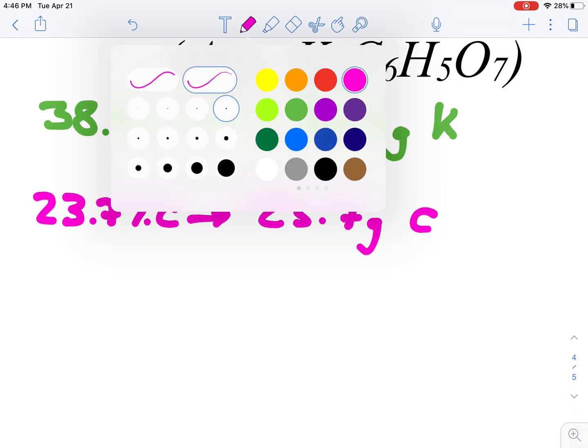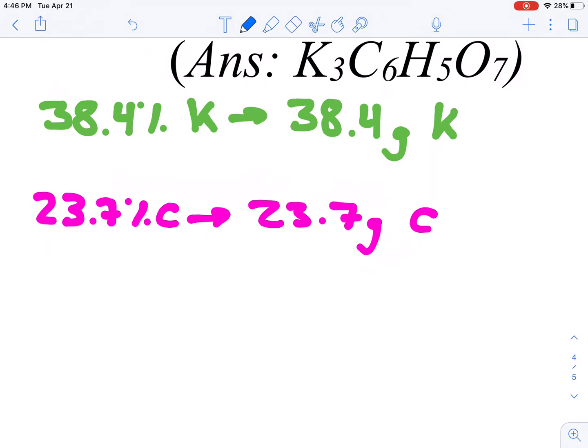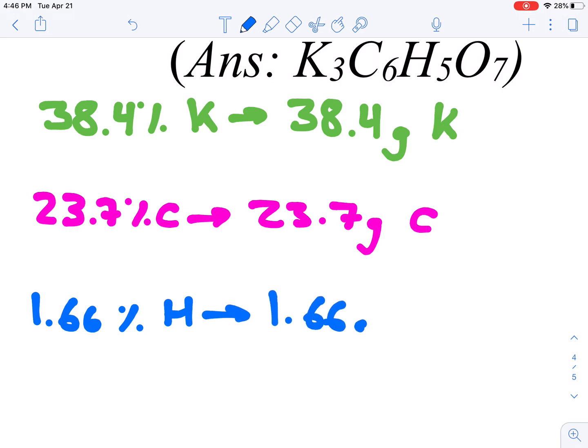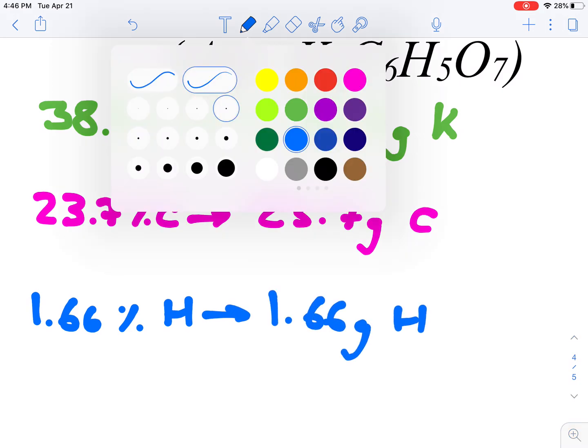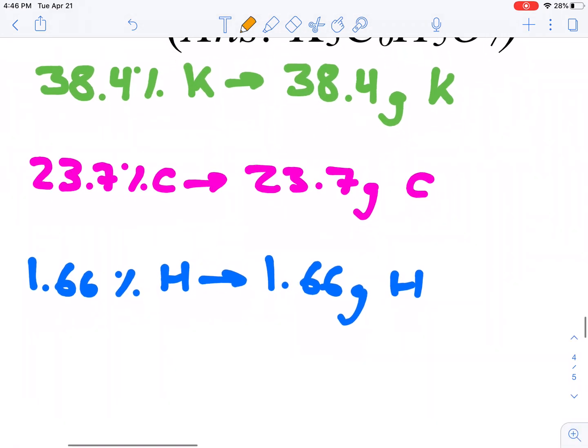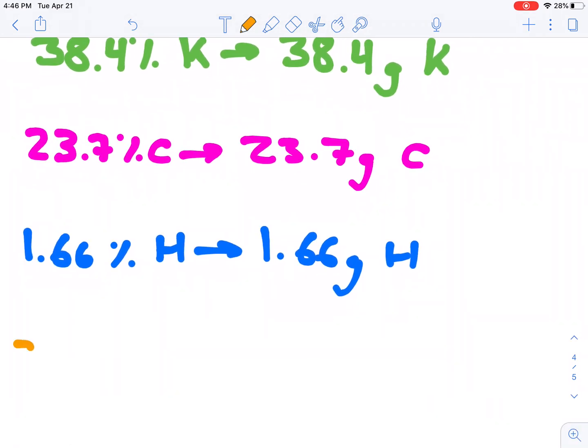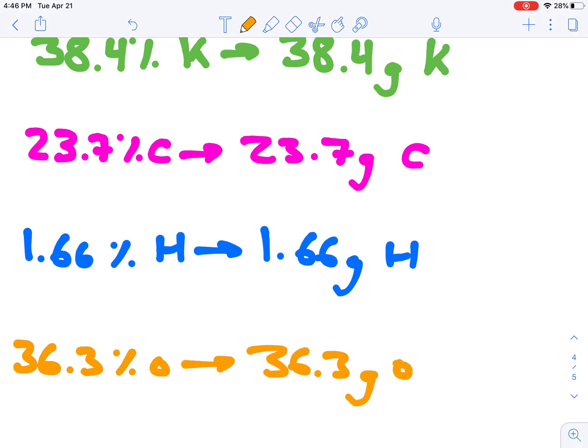We're going to skip a little bit of room, and we are going to say that we have 1.66% hydrogen, which turns into 1.66 grams of hydrogen. And finally, let's do our 36.3% oxygen, which turns into 36.3 grams of oxygen.